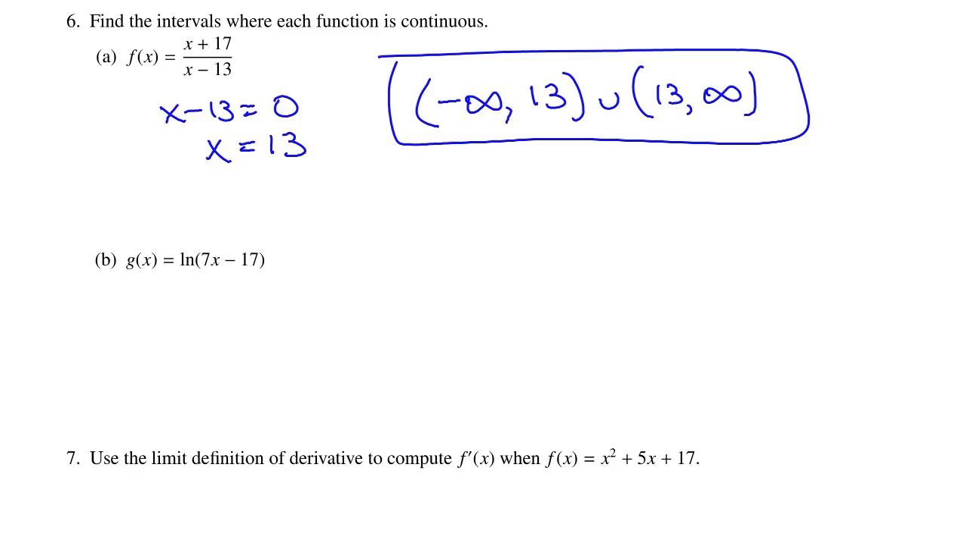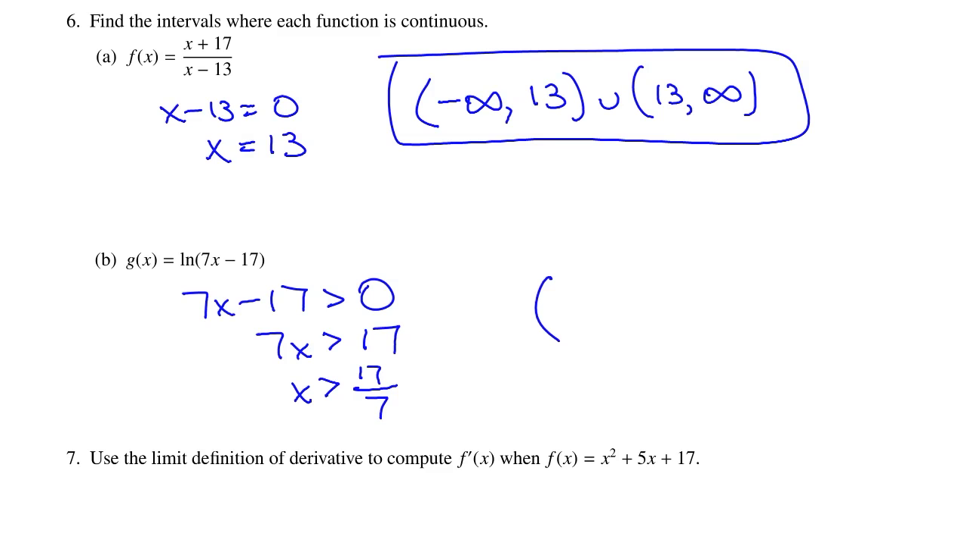Question B, the function g of x is the natural log of 7x minus 17. Natural log functions are continuous everywhere that their arguments are greater than 0. So just set the inside greater than 0 and solve. We get 17 over 7. So this is 17 over 7 to infinity.